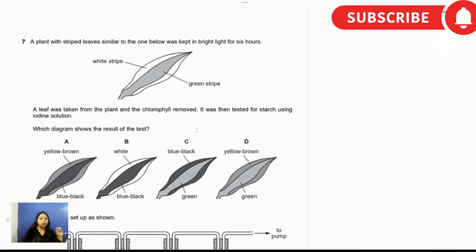Next one. A plant with striped leaves, similar to the one below, was kept in bright light for 6 hours. It has a white stripe and then it has a green stripe, sorry. A leaf was taken from the plant and the chlorophyll is removed. It is then tested for starch using the iodine solution. So which diagram shows the result? A, it would be yellow, brown and blue, black, correct.